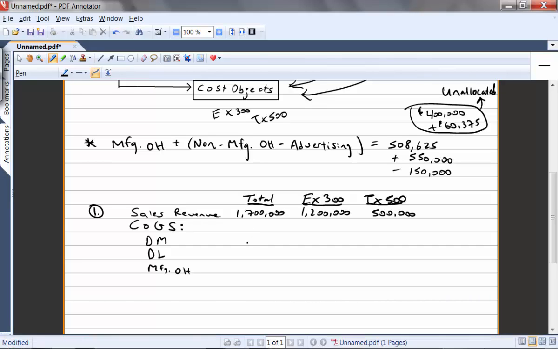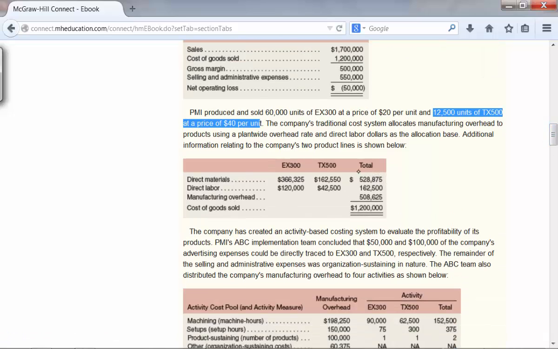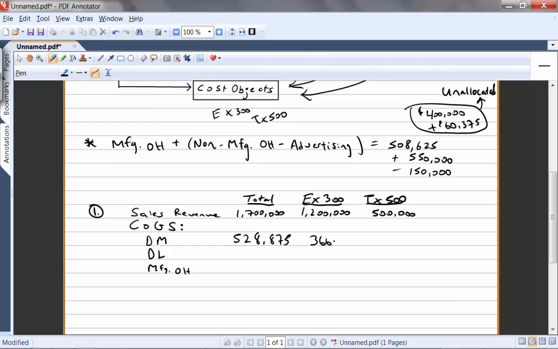And then direct materials, total direct materials is 528,875. It told us that right here. How much of it goes to the E product? 366,325. How much to the T product? 162,550. And then for the direct labor, we know that as well down here. So I'm just copying this stuff from the information they gave us. And then direct labor total was 162,500. How much goes to the E? 120,000. How much goes to the T? 42,500.